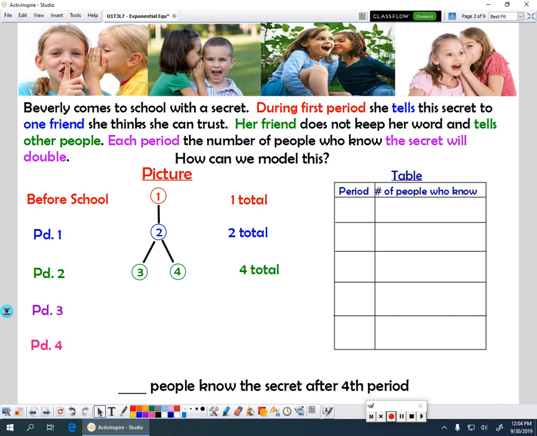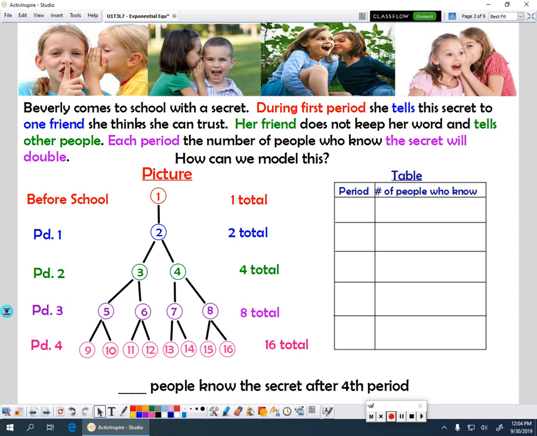But every period it doubles. So by the end of period 2, 4 people know, and it doubles again. At the end of period 3, 8 people know, and finally, at the end of period 4, when it doubles again, a total of 16 people know.